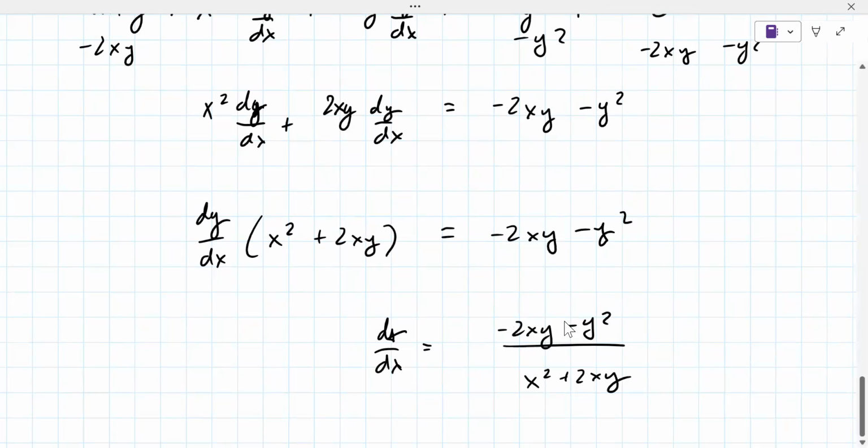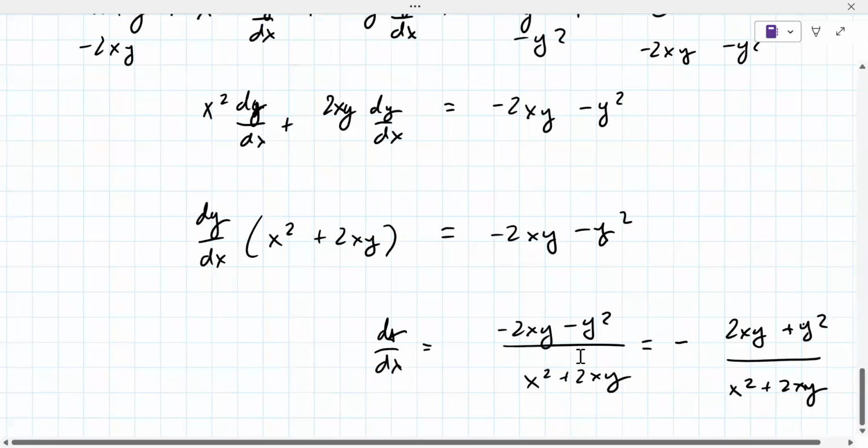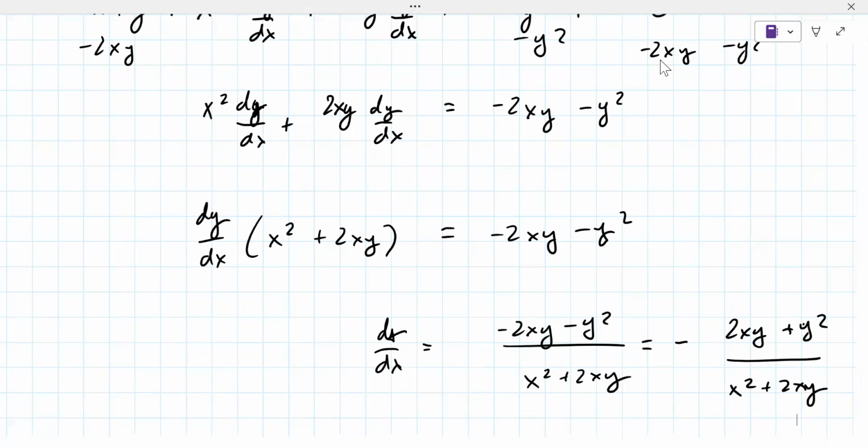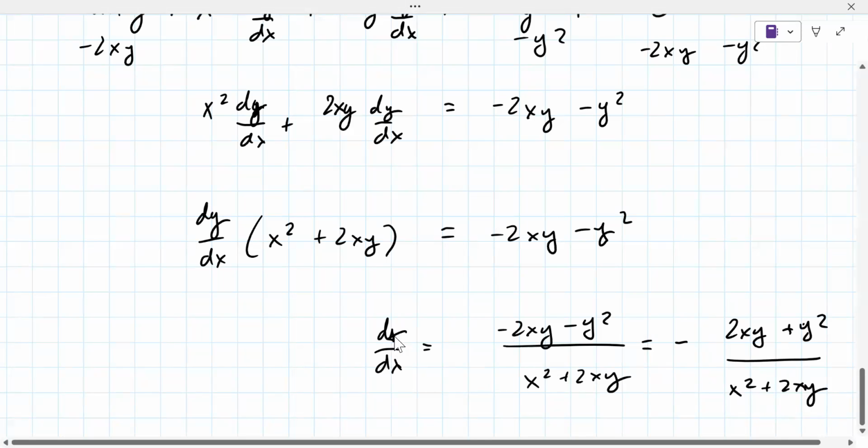And again, that negative could come out in front. You could factor a negative out of both, so it could look like this: negative (2xy plus y squared) over x squared plus 2xy. It could be in different orders, meaning the top could be flipped, the bottom could be switched. It's kind of a headache. One of the things they could do, and we'll probably see that in an upcoming problem, is that they will often ask you to evaluate the derivative at a point, and then it doesn't matter how you write it because you're just getting a numerical value as the output.